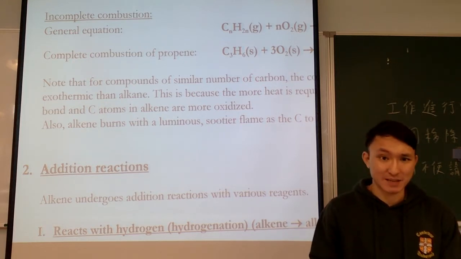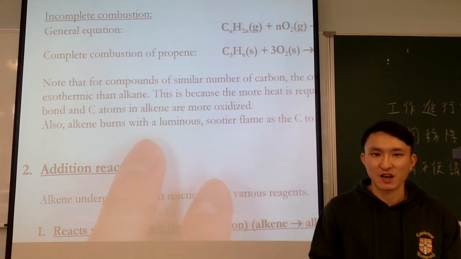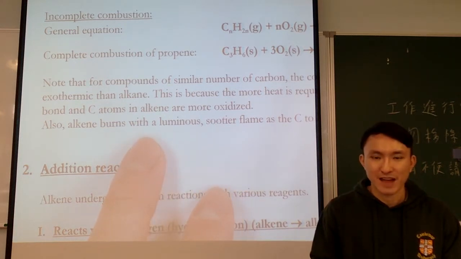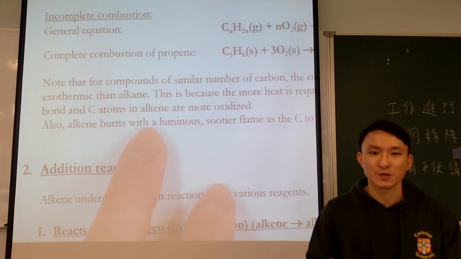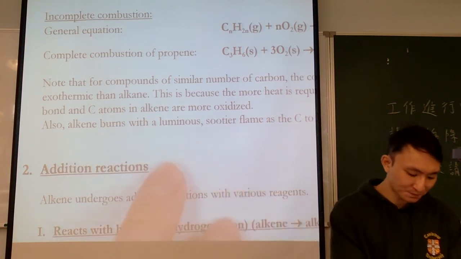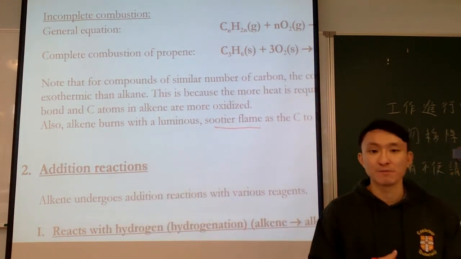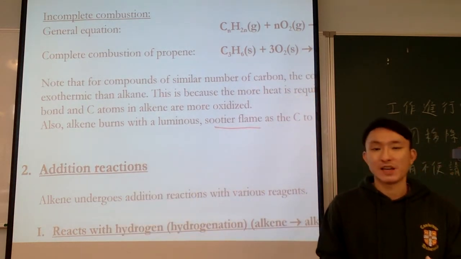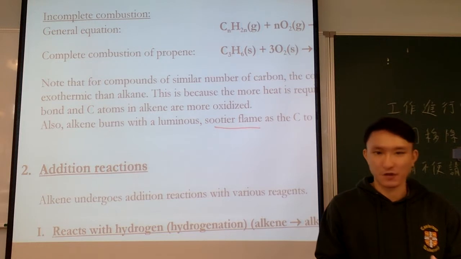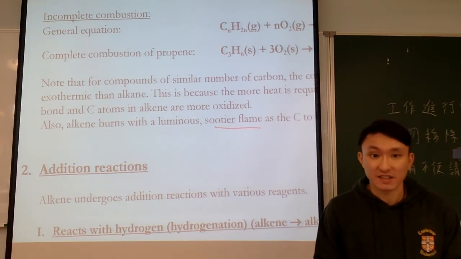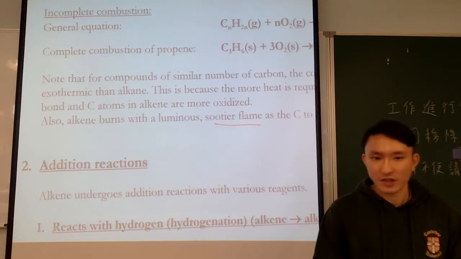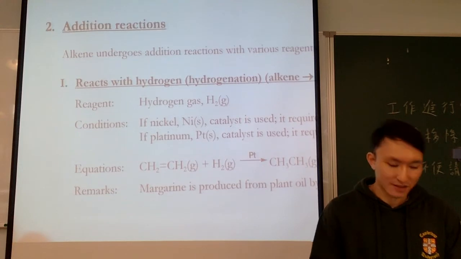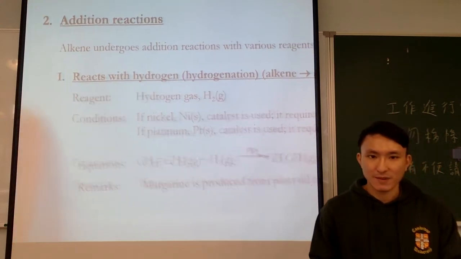The second reason is that the combustion of alkene actually produces less heat and also burns with a sootier flame. So that's why we are not using alkene as our fuel. Usually, we burn alkane instead of alkene. For a detailed explanation, I'm not going to include it here. If you're interested, you can ask me later. Now, let's talk about the addition reaction.